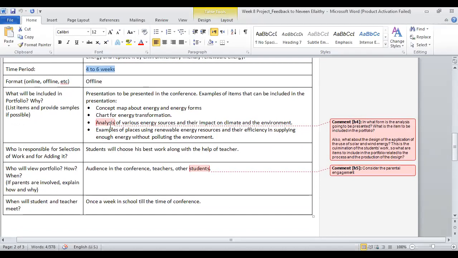And then these are the items. I want the students to include a presentation. I want them to include an analysis. I want them to include the concept map. But I have to say that the items included here are not as strong as the ones in the other portfolio plan that I showed you first.